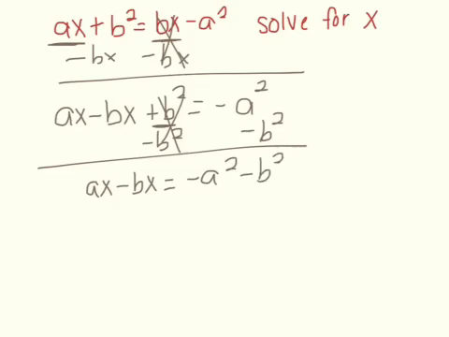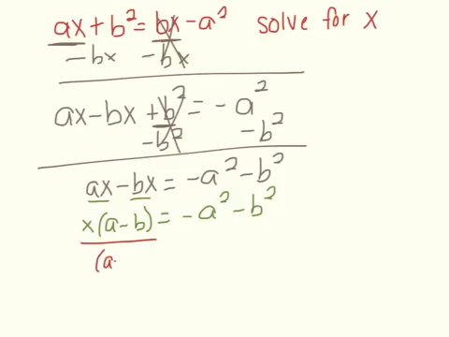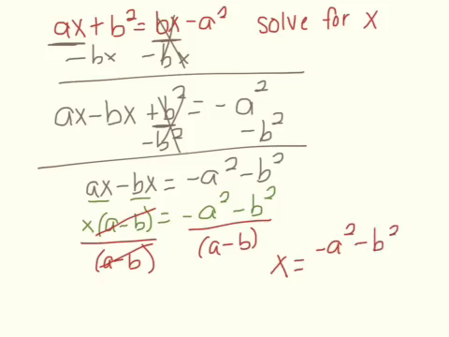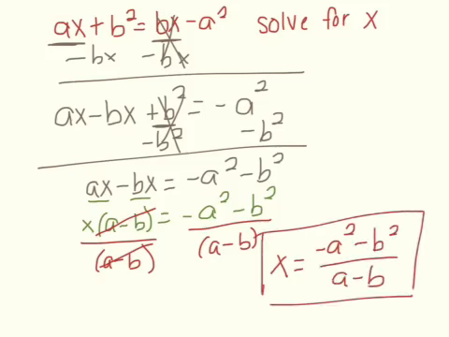Now we're on a good track. I have an X, so I can factor it out, so I'm left with X times the quantity A minus B equals negative A squared minus B squared. Last step to isolate X, X times the quantity. Let's divide by that quantity on both sides. So my final solution is X equals negative A squared minus B squared over A minus B. And there's my final solution.